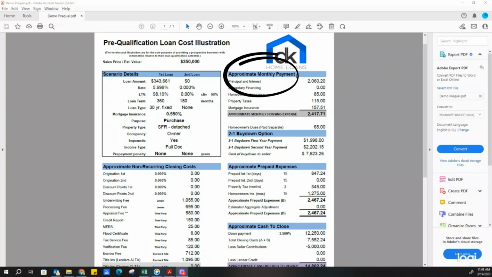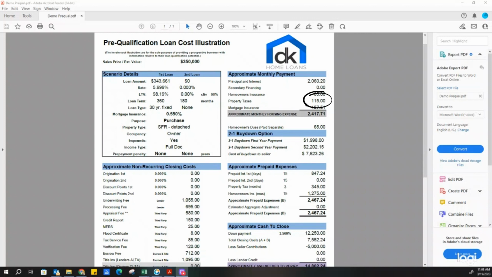This is your principal and interest. This is your secondary financing. If you have a second mortgage, that would be under there. Here's the estimated homeowner's insurance at $85 per month. That is just your homeowner's insurance policy divided by 12. So if your homeowner's insurance policy costs $1,200 a year, that would be $100. If it costs $2,400 a year, that would be $200. So right now we're just estimating that.